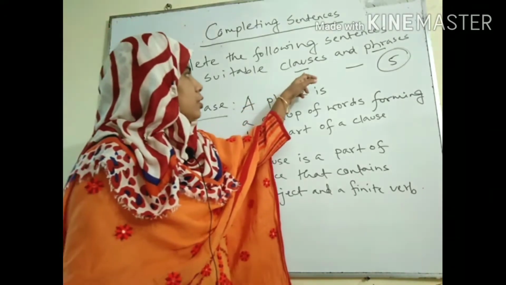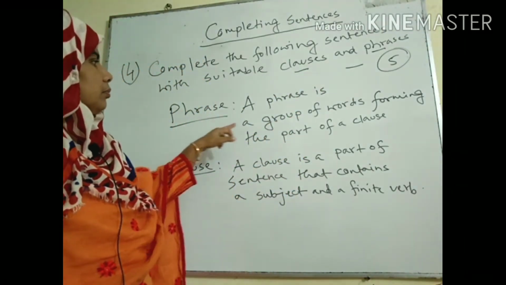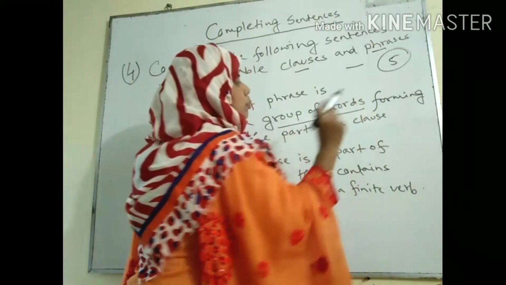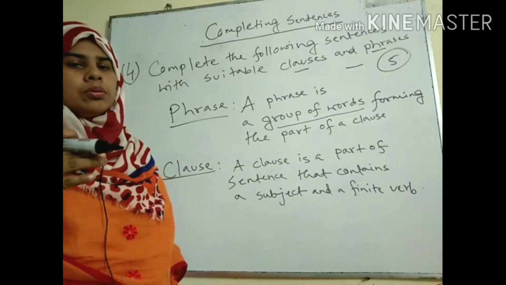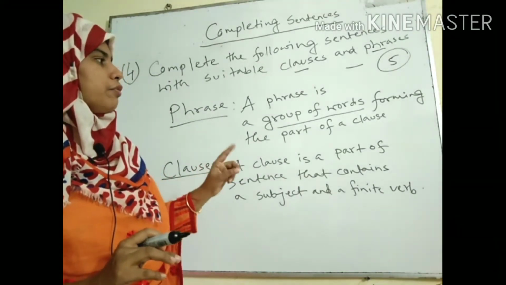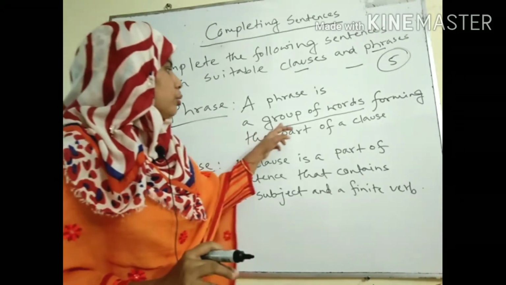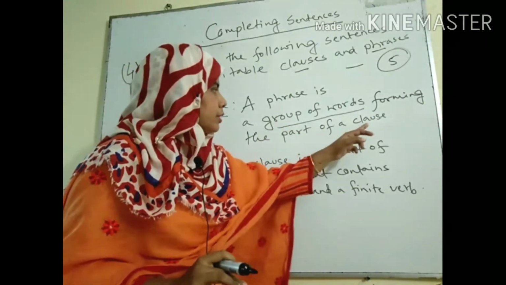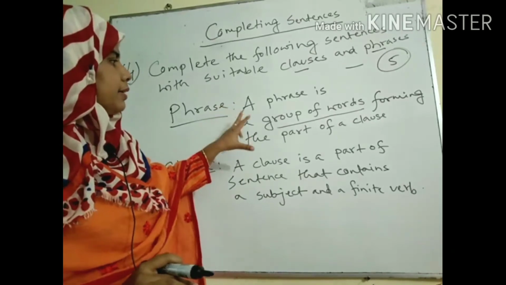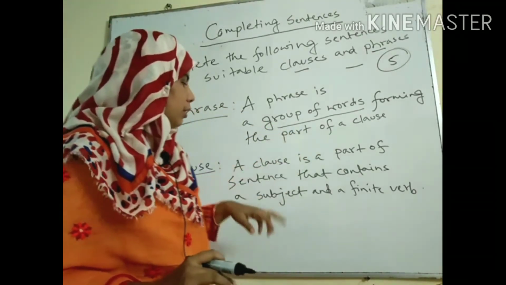So let's discuss what is clause and what is phrase. A phrase is a group of words. Just remember this: a group of words. Two or more words make a phrase, so at least you have to add two words. It is a group of words forming part of a clause. So it's not a clause, it's a group of words that forms a part of a clause.